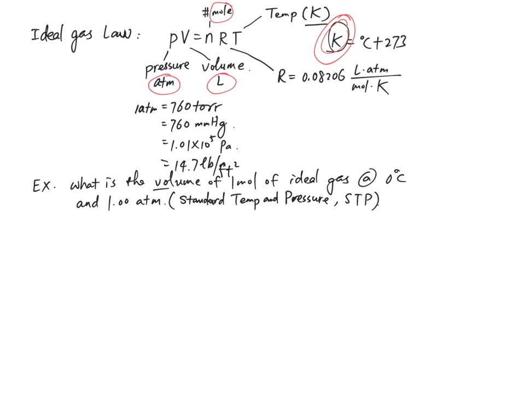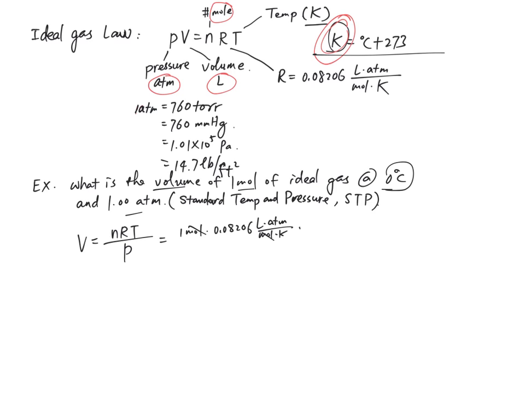Okay, so you're looking for volume, you already know moles and pressure and temperature. So rearrange your equation to solve for volume. V should equal nRT over P, and n is 1 mole, and R is 0.08206 liter atmosphere per mole K, so moles cancel.